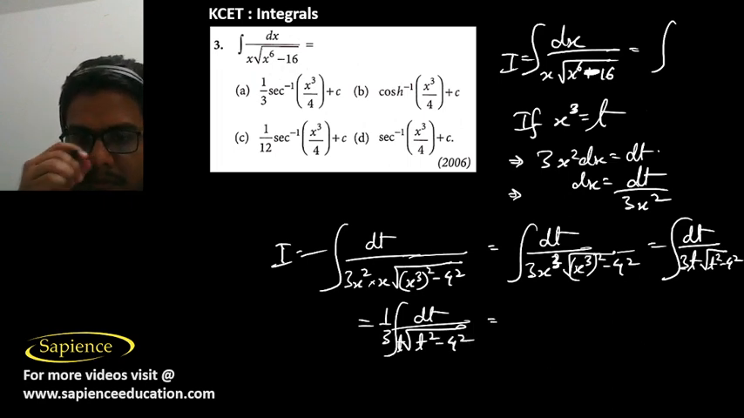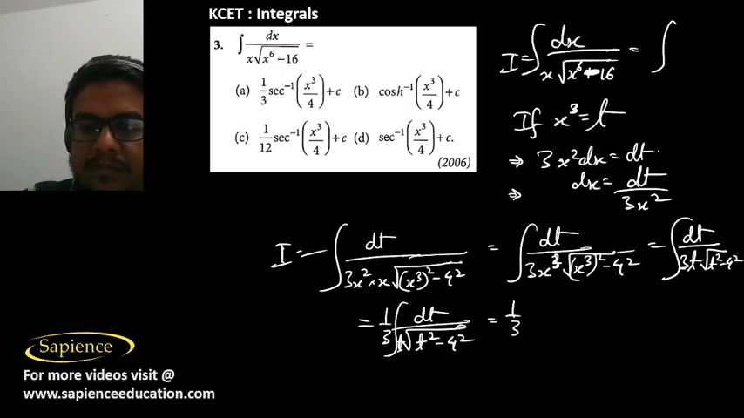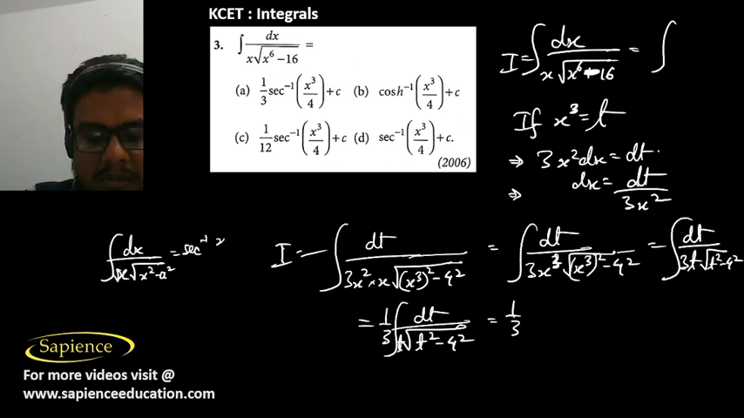So this is 1 by 3. We know that the integral of dx by x into square root of x square minus a square is given as sec inverse x by a.